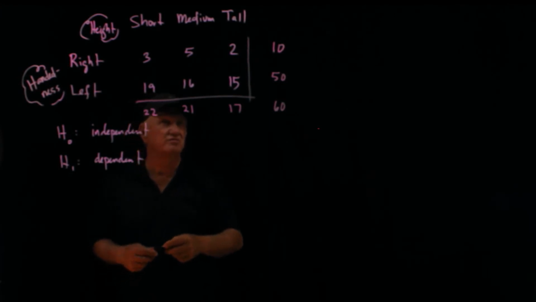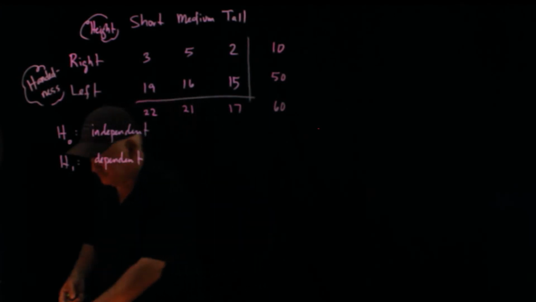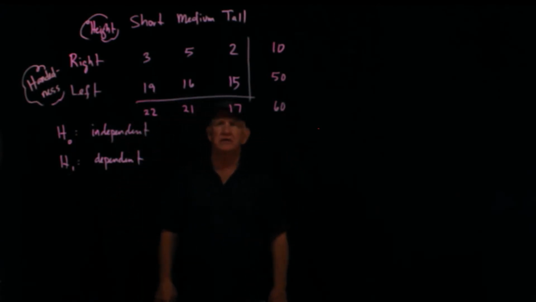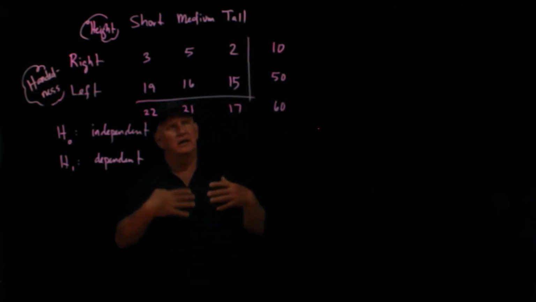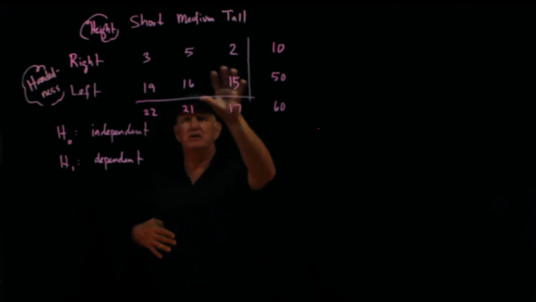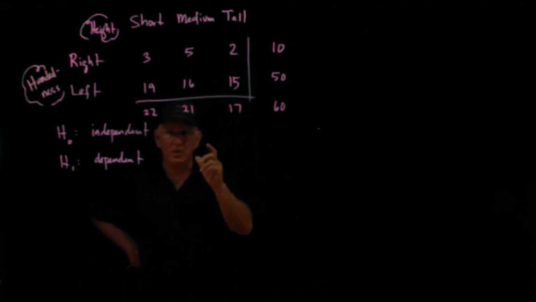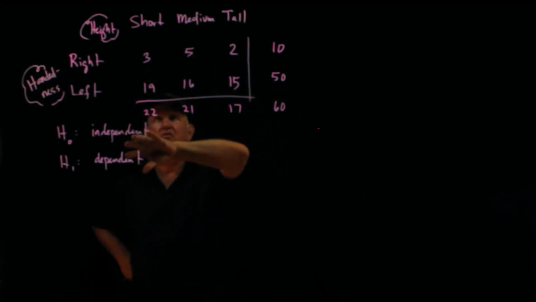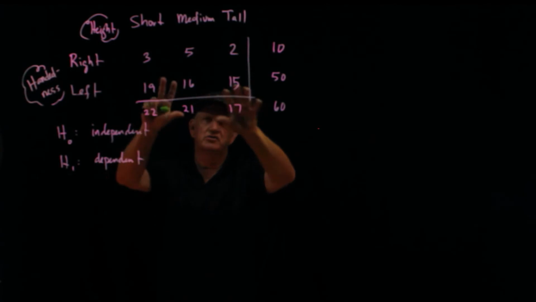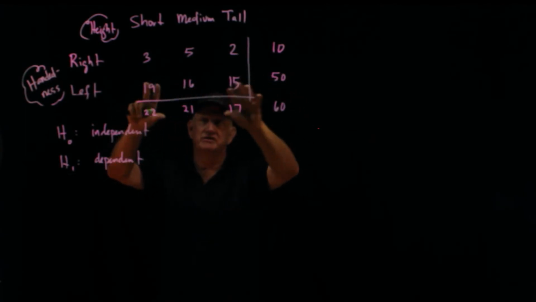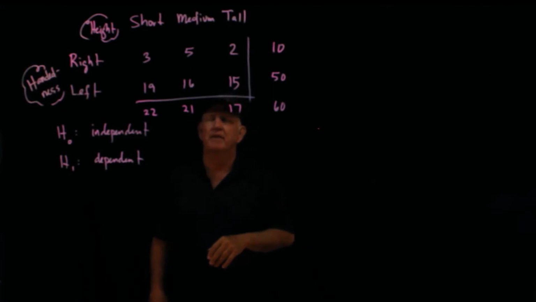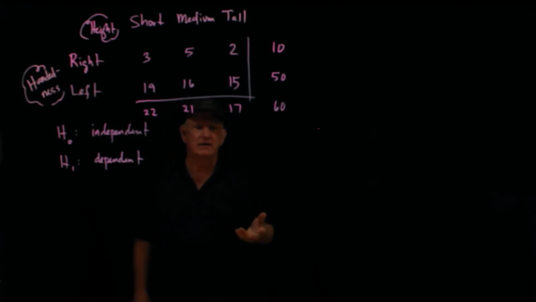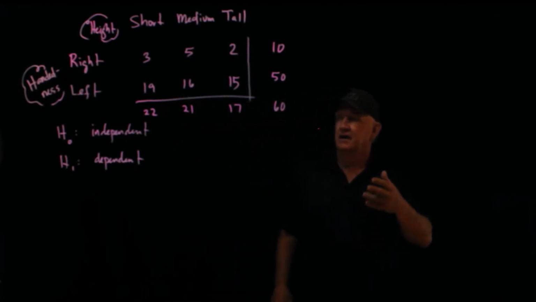But what I want to do now is, in this table, I'm going to jam this information in here. In this table, I want to write down what these numbers might be if they were independent. The way you approach this is to say, well, I've got 60 subjects here, some of which are left or right-handed, some of which are short, medium, and tall. I did a sample of these 60 people, and this is the way they fell out.